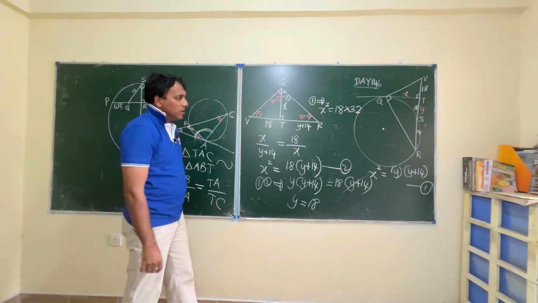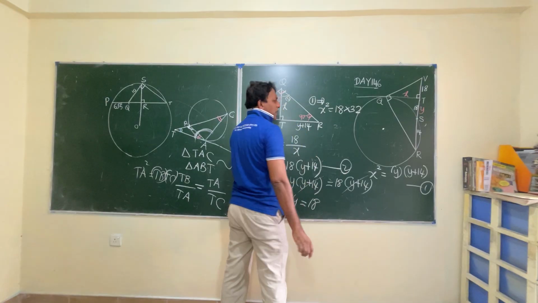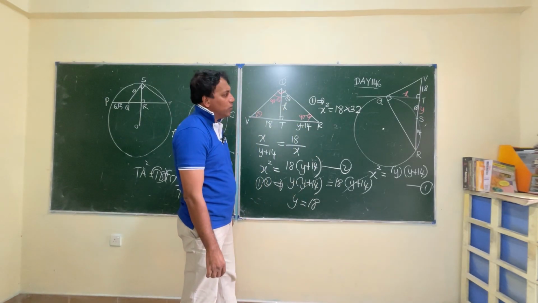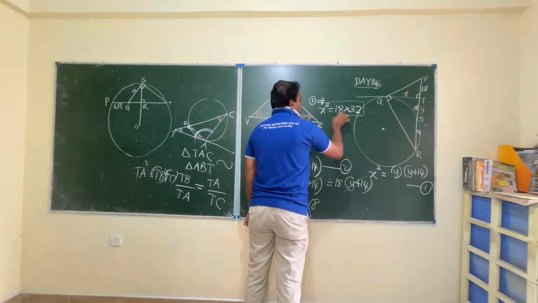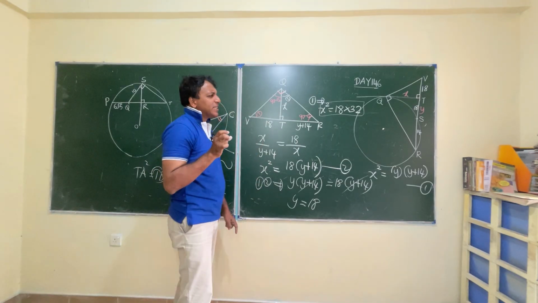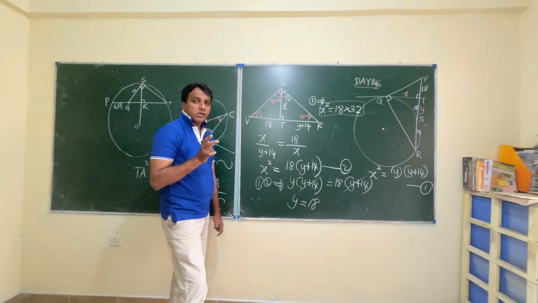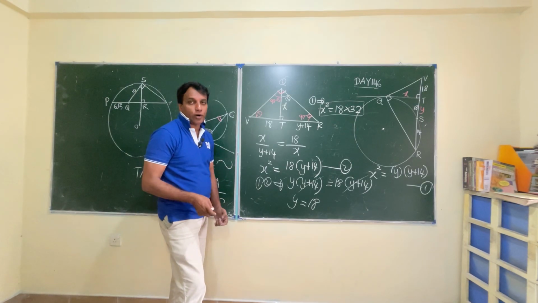There's a value, x square, there's a value. You know the x therefore. Then our target is to find the radius of the circle. If we get the radius, the work is done.